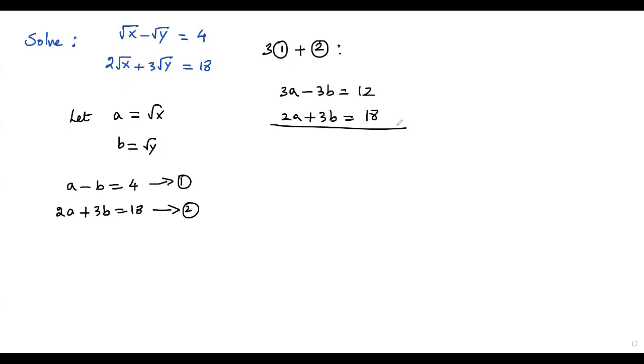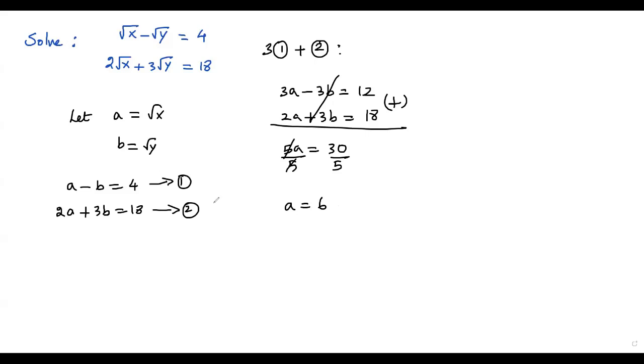Now add 3 times the first equation and the second equation. When I add them, this negative 3b and positive 3b will cancel out. When I add 3a and 2a, I'm getting 5a. And when I add 12 and 18, I'm getting 30. To solve for a, I just divide both sides by 5. When I do so, this 5 will cancel out. a equals, when I divide 30 by 5, 6. Okay, I've solved for a.